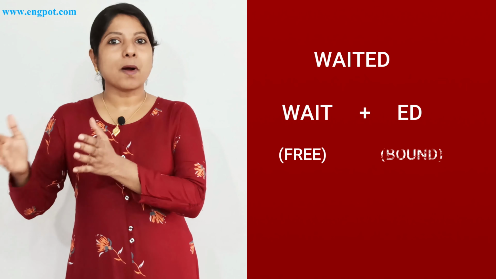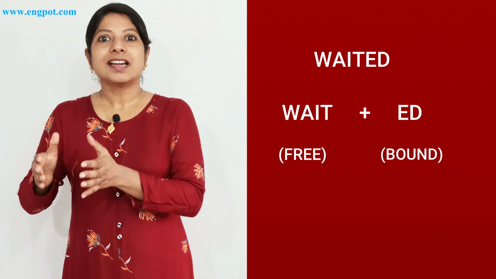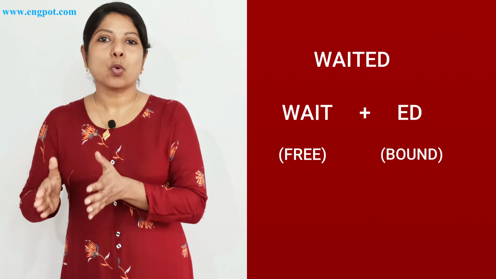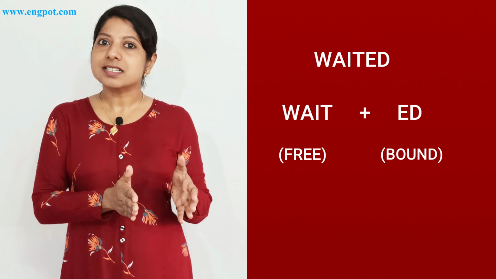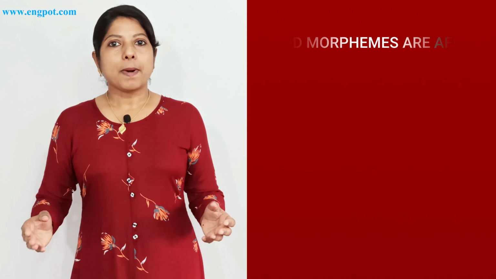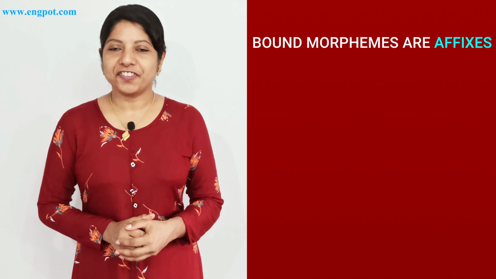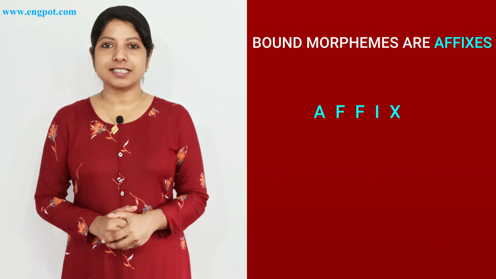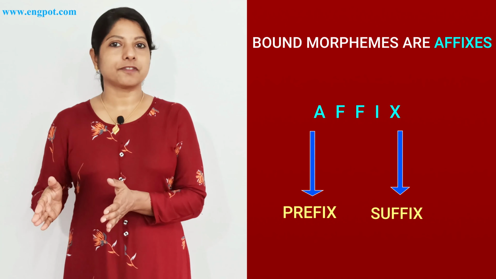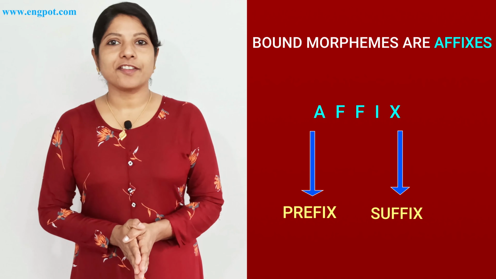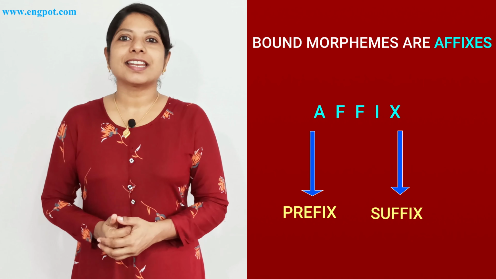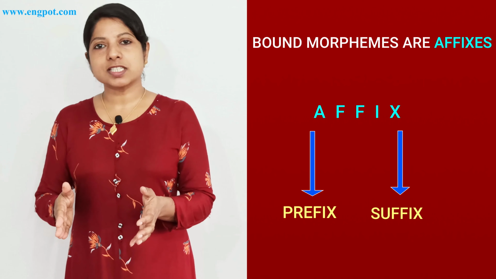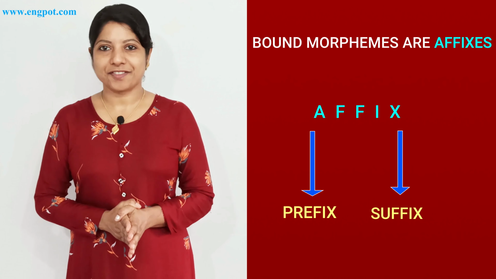So ed is a bound morpheme. It is because it cannot stand on its own. So ed is a bound morpheme and weight is a free morpheme. Bound morphemes are basically affixes. Now affixes can be divided into prefixes and suffixes, and there are also other affixes like infixes and circumfixes, which we'll discuss in another episode. Here let's concentrate on prefixes and suffixes.